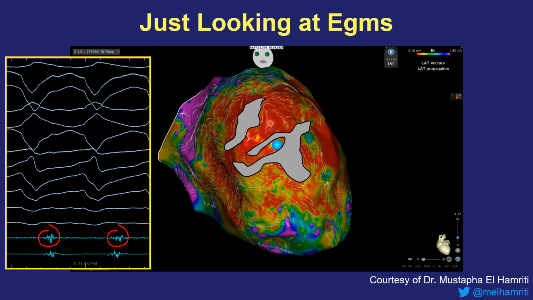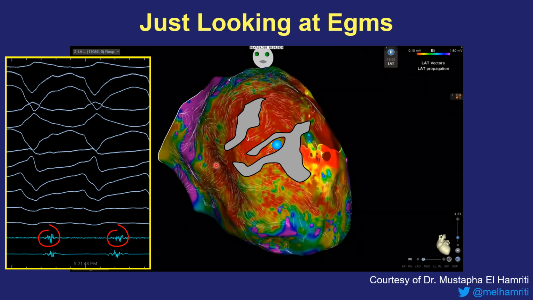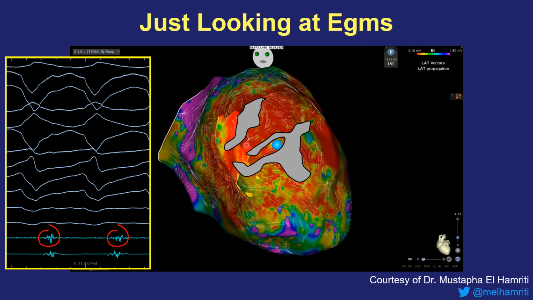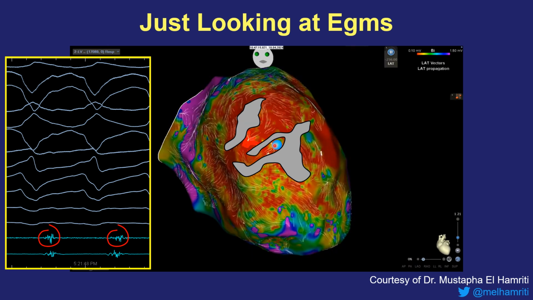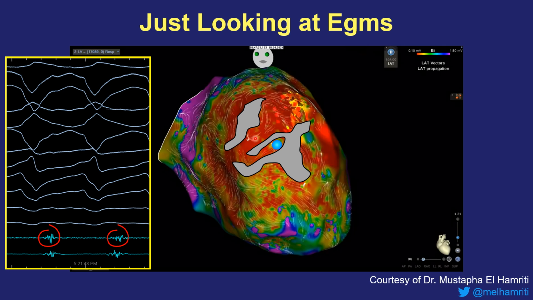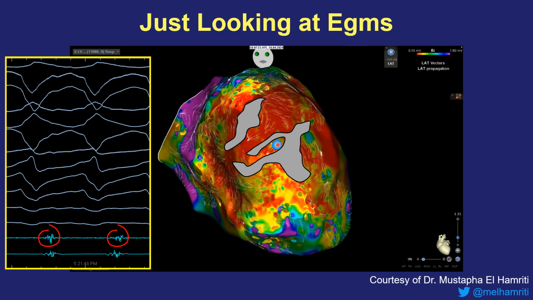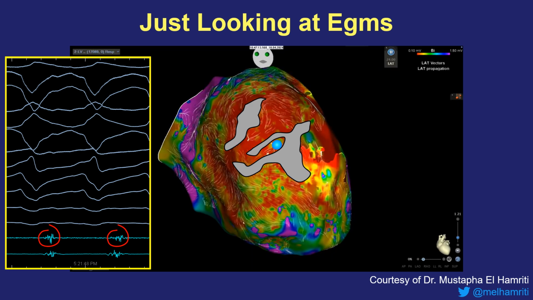Notice the wavefront is coming through a critical isthmus and exiting here, but also notice that there is a little channel going backwards into where this recording site is located. Ablation here is not going to affect the VT. You're not in a critical isthmus, but you're going to see these tempting features during recording and pacing.